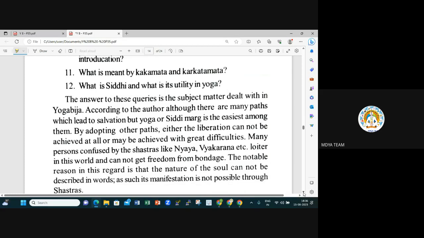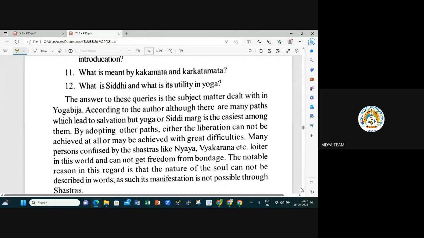Next is 12. What is Siddhi and what is its utility in yoga? Lastly, after discussing all the things, Goddess Parvati is asking what is Siddhi, meaning what is liberation, moksha? What is its utility in yoga? If one gets Siddhis, then what happens in yoga? These are the 12 questions asked by Goddess Parvati to Lord Siva or Adinath.